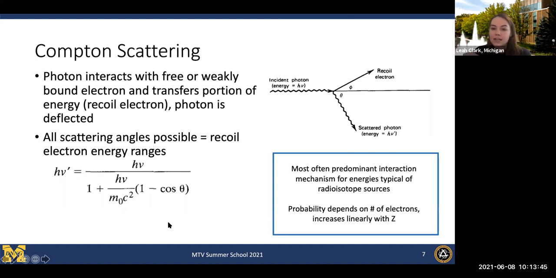Compton scattering is the most often predominant interaction mechanism for a wide range of energies for radioisotope sources. Its probability depends on the number of electrons within the material, as well as it increases linearly with the Z of the material.